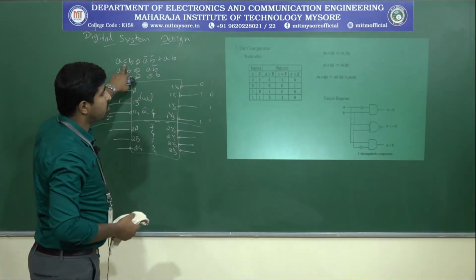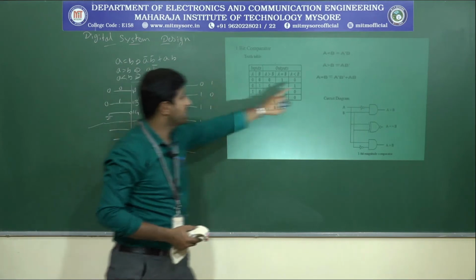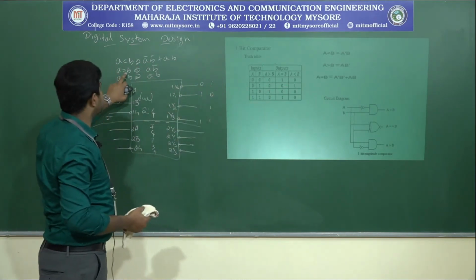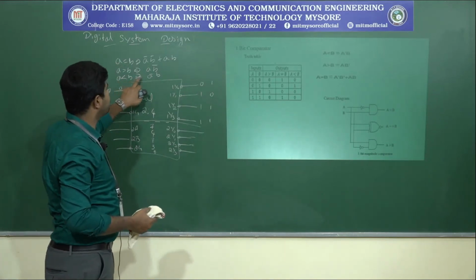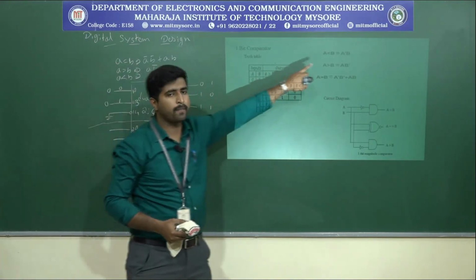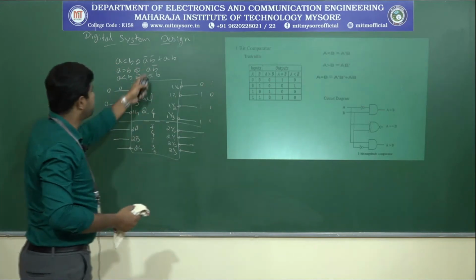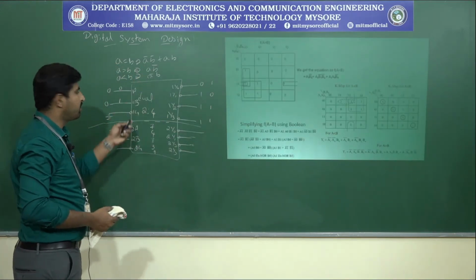This is what? A equals B: A bar B bar plus AB. A greater than B equals A B bar. And then A less than B equals A bar B. Now we need to implement this by using the decoder.